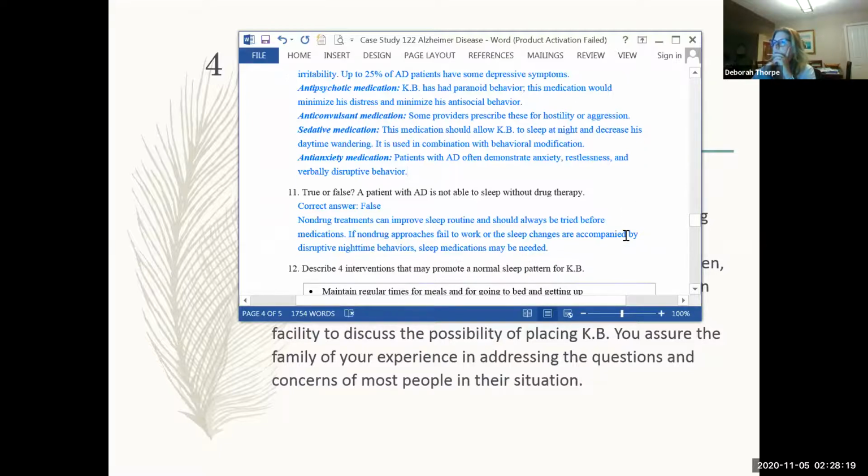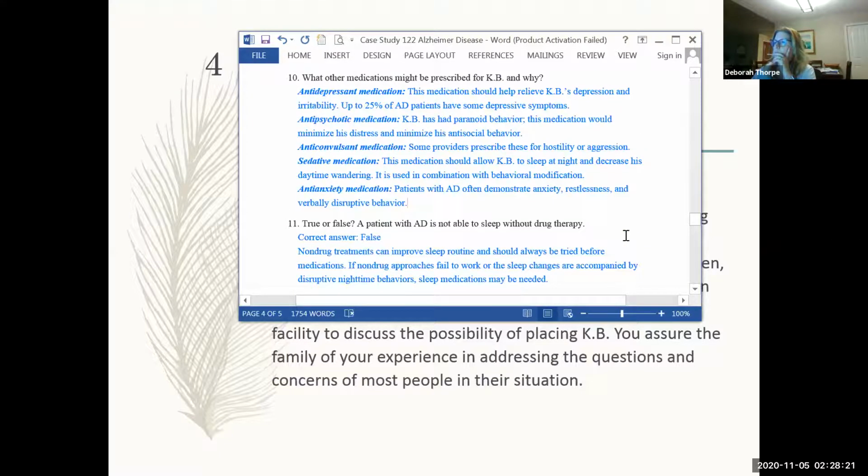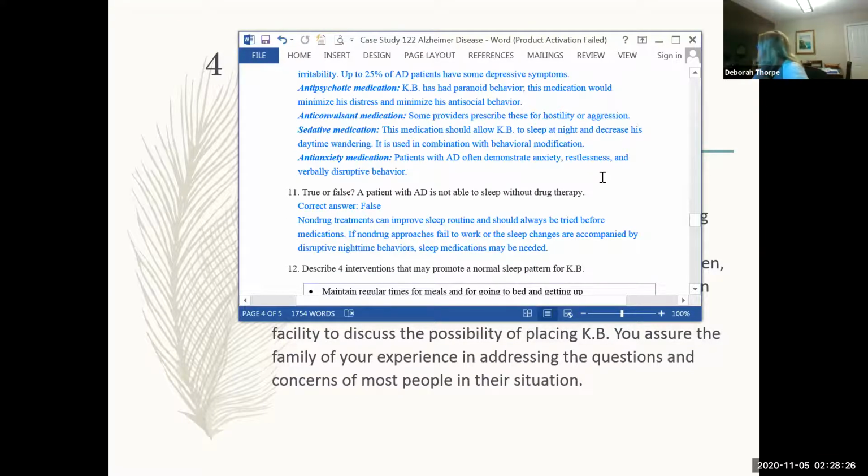Okay. So describe 4 interventions that may promote a normal sleep pattern.